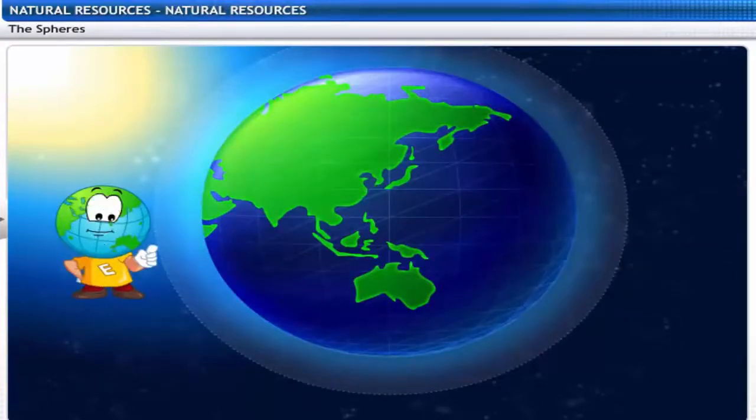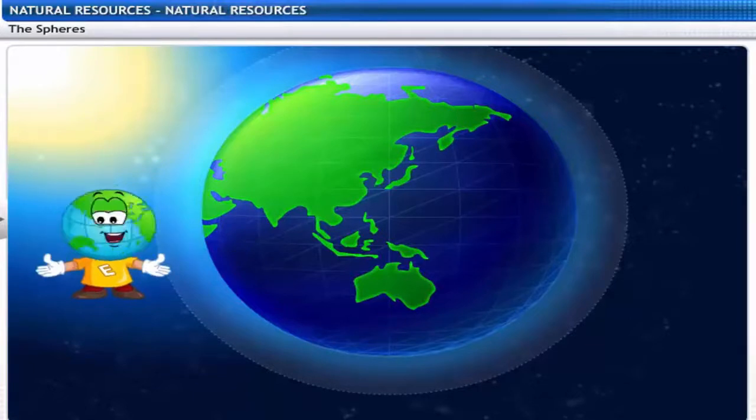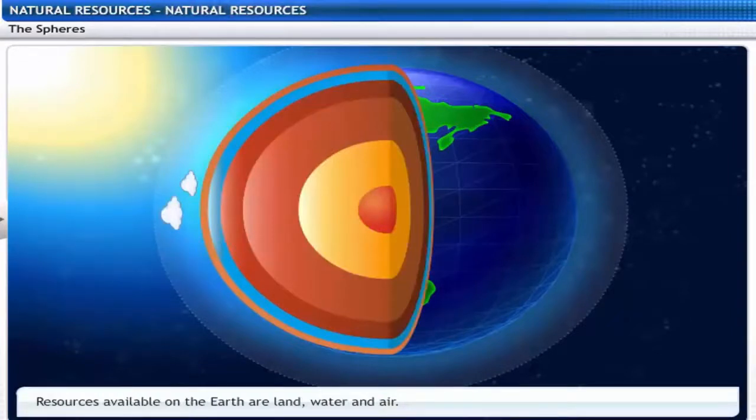Do you know the 3 important natural resources of Earth? I don't. So let's find out. The resources available on Earth are land, water, and air.